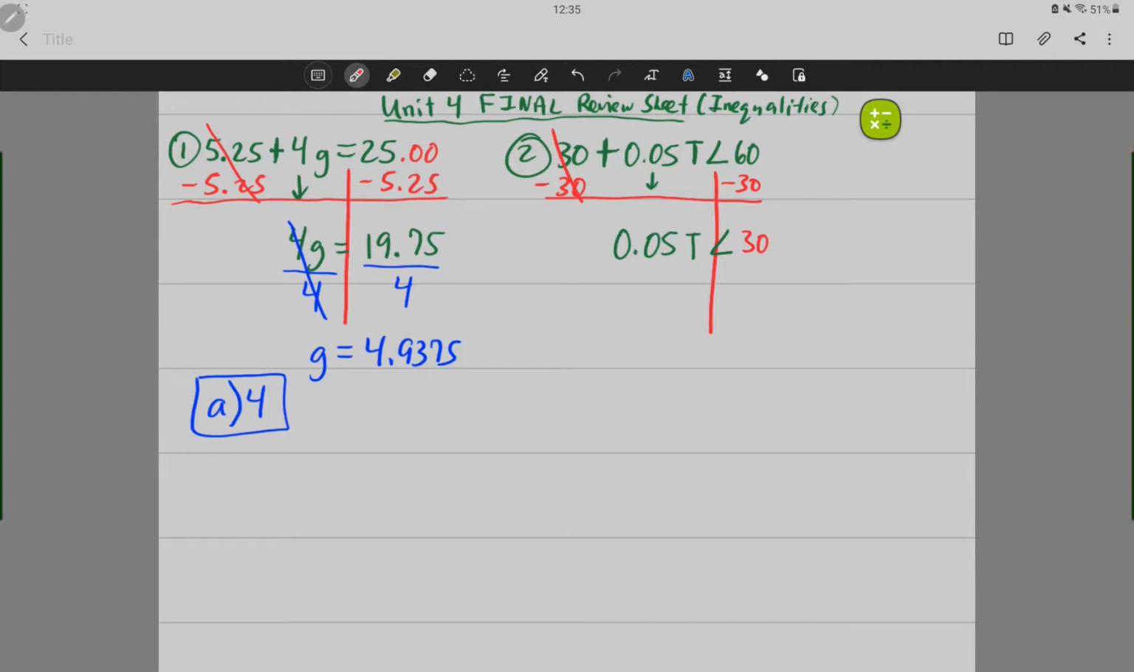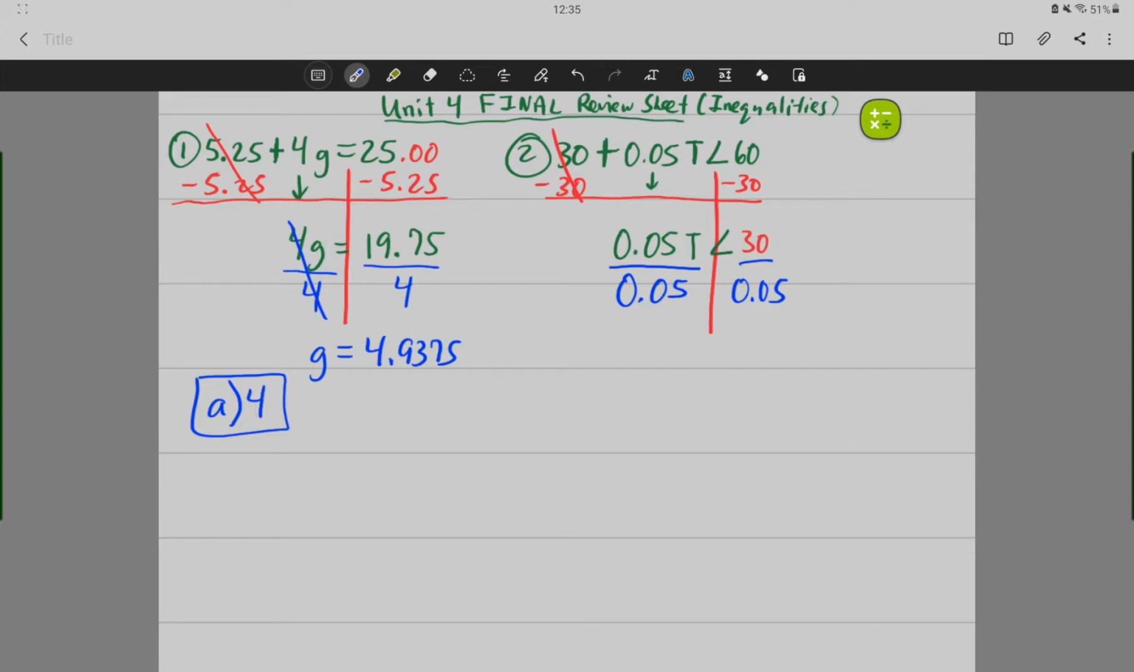Now what operation do we see? Well, we should see multiplication because it says 0.05t, which means 0.05 times t. Since we're looking at multiplication, we undo it by using the opposite operation of division. We're going to divide by the coefficient. Remember, coefficient is just a number in front of our variable. In this case, it's 0.05. And we have to do the same thing to both sides of the inequality.